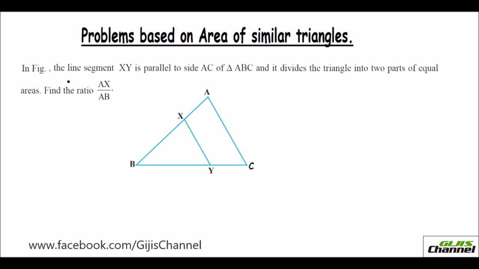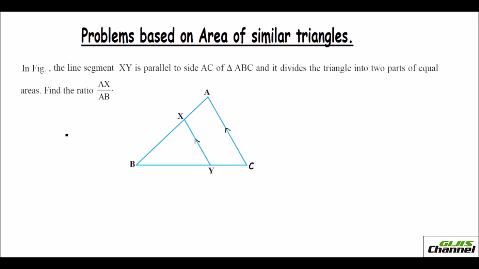In the figure, the line segment XY is parallel to the side AC of triangle ABC. Okay. So they say XY is parallel to AC, and it divides the triangle into two parts of equal area. So that means the area of this small triangle is half that of the area of the big triangle. Okay. Now you need to find the ratio of the side AX to AB.